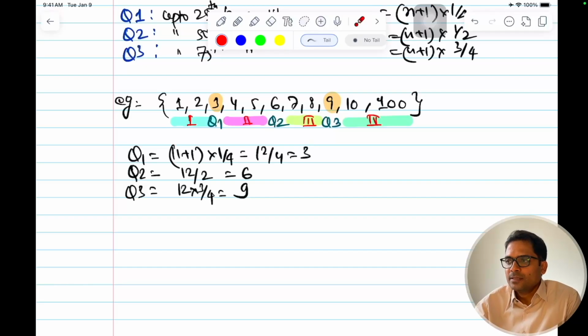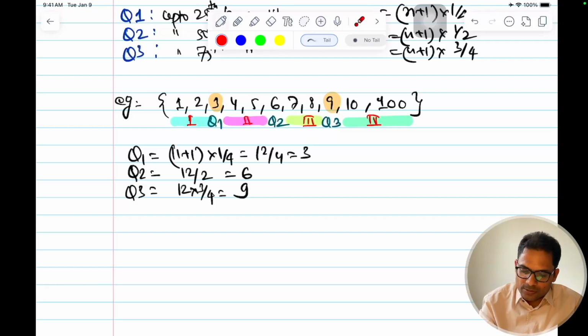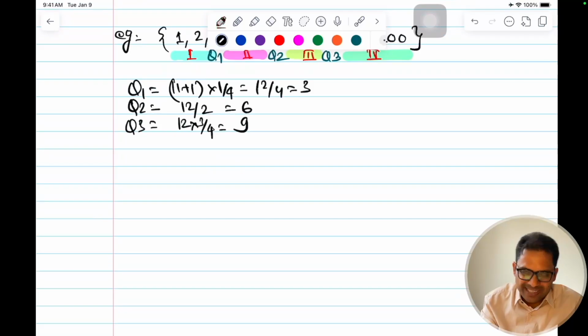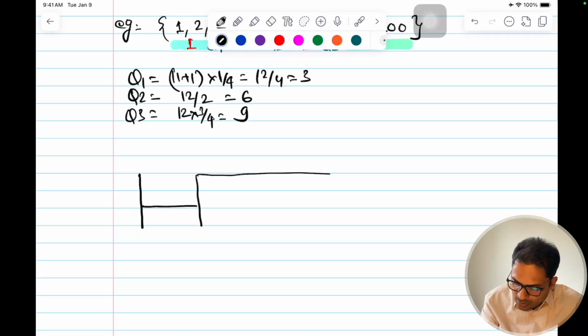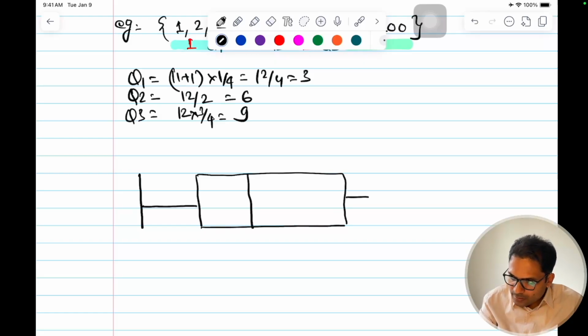Okay, and then quartiles show up in plots. There is something called a box plot. I'll just draw it in a rough way. It looks something like this. There will be some big box like this. You will see some plots like this, and like this, and then like this. So this is your box plot.